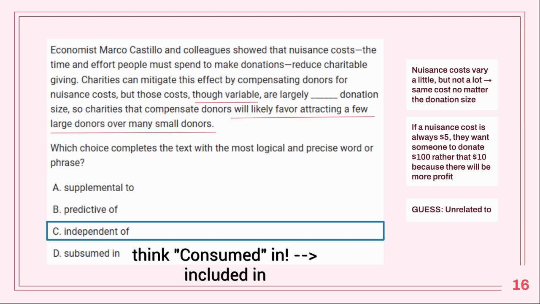So the point is that they're independent of each other. There is no relationship between the nuisance cost and the donation size. They're unrelated to each other. It just really does not change no matter what the donation size is. So this one you have to think about a little bit, but they give you hints to help you understand the fact that the nuisance cost doesn't change, especially when they give that example, few large donors over many small donors. They're saying that the net profit is going to be more the larger the donation size is. So that means the nuisance cost is always going to be sort of small, sort of similar to each other.